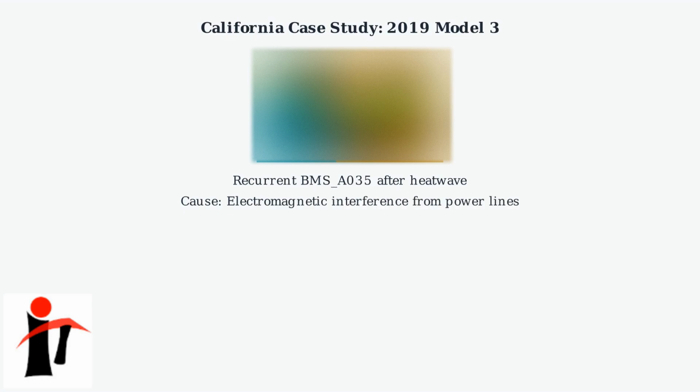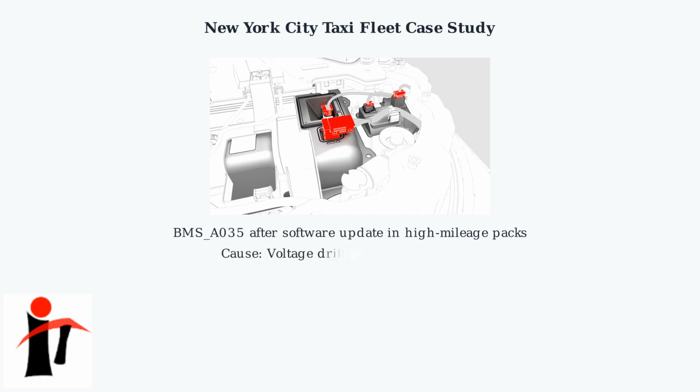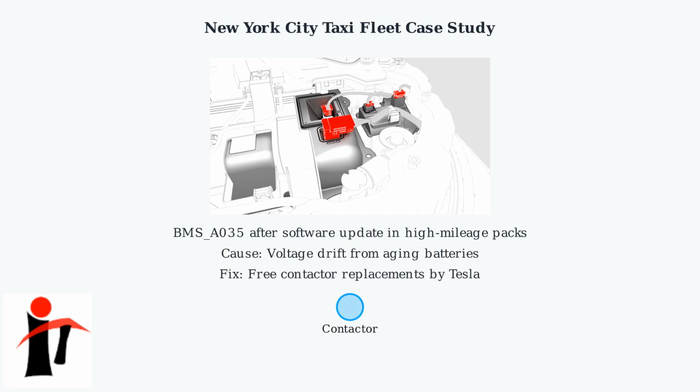Consider a 2019 Model 3 in California that experienced recurrent BMS A035 after a heat wave. Diagnostics revealed electromagnetic interference from nearby power lines. The fix involved installing a shielded harness and updating the firmware. Another case involved a fleet of New York City taxis, where a software update caused voltage drift in high-mileage packs. Tesla issued a bulletin for free contactor replacements, improving fleet uptime significantly. These examples highlight the diverse causes and solutions for this error.